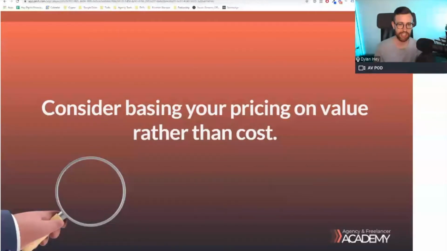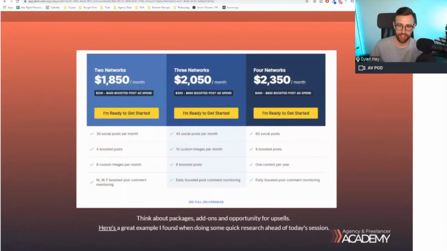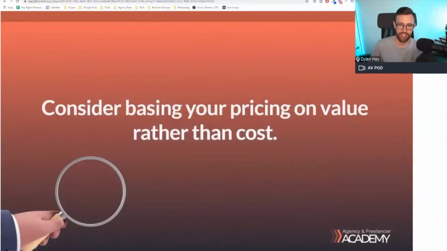So let's say it takes you 3 hours to create a social media content calendar, but another agency may do that in 2 hours. Your client, if you were to price based on cost, will have to pay you more for inefficiencies that you have in your system. And ultimately, clients don't really care about how long things take. They want to make sure that you drive additional value to the bottom line of their business.